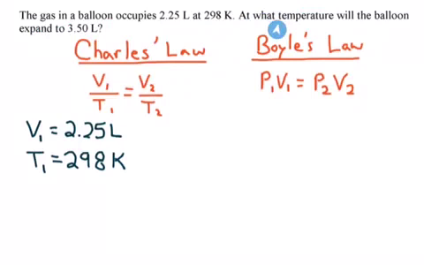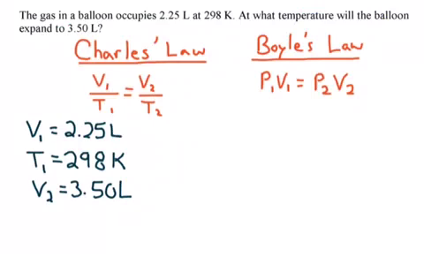But then we want to know at what temperature will the balloon expand to a second volume, this 3.50 liters. So I'll label that as V2. So V2 is equal to 3.50 liters. Now I do check. Okay, I make sure that my volumes have the same unit. So if this is in milliliters and that's in liters, then I need to convert the milliliters into liters. I need to make sure that my volumes have the same unit. And in this case, both of my volumes have the same unit, so I don't have to do any conversions there.